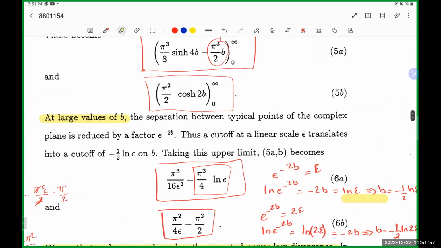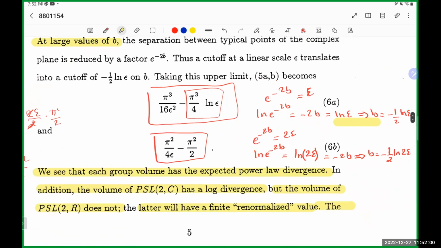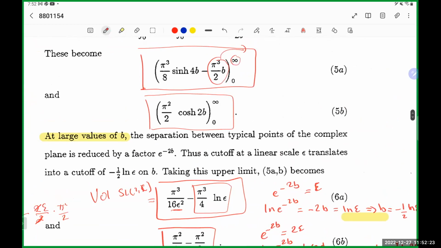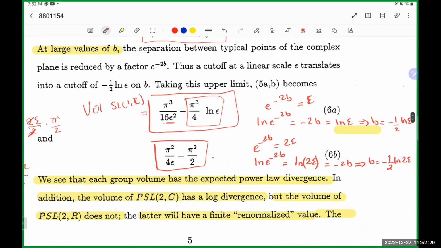And therefore, when you evaluate it, you get for the regulated volume of SL(2,C) a quadratic divergence piece, which we can forget about in the RG sense. But then we're left with a log divergence coming from regulating the SL(2,C), where instead of infinity we put a log divergence here, which this does not have. So this is the volume of SL(2,R).